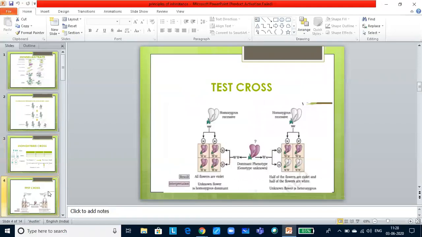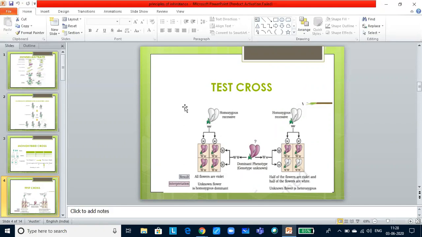Now the next concept you are supposed to know is the test cross. So if you look at a test cross, we are able to analyze that we are testing something. What is it we are going to test? Now you have got a plant and you want to see whether it is homozygous or heterozygous. So how do we do that? That testing is what is done by a test cross.